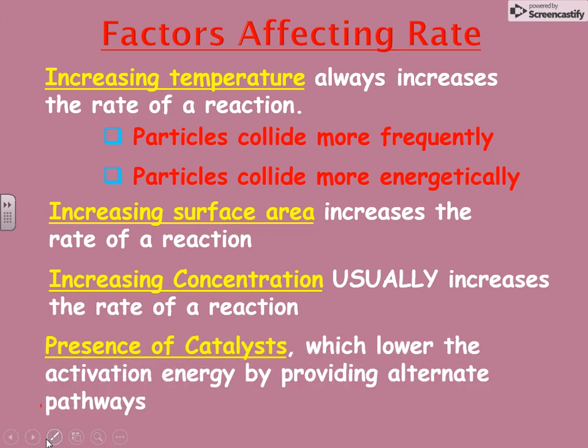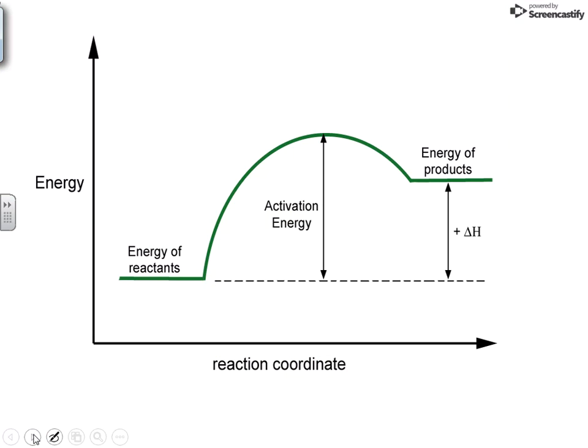A fourth thing you can do is introduce a catalyst to the chemical reaction. That would lower your activation energy and provide an alternative pathway for the reaction to produce products. So you can increase the temperature, you can increase the surface area, you can increase the concentration, or you can introduce a catalyst to the reaction.